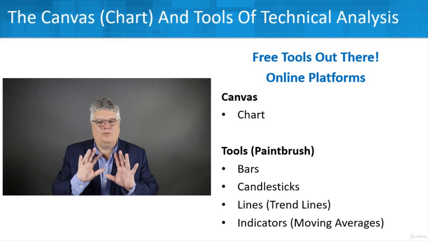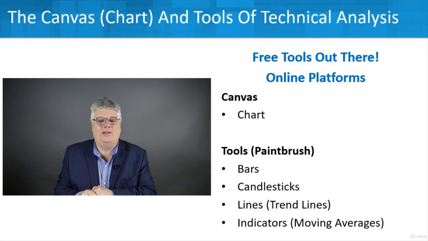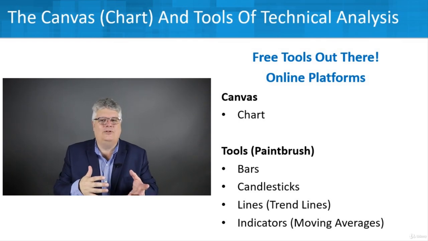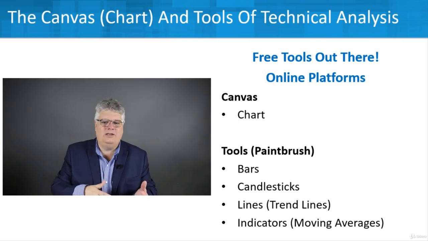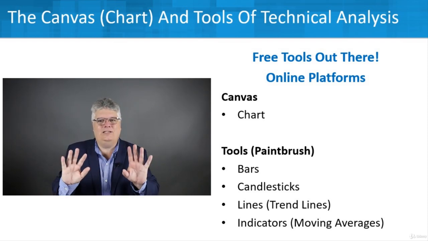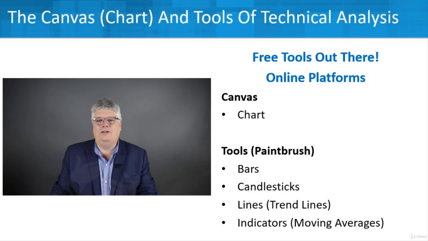And then how you interpret or read that chart is where you'd use tools, just like an artist might paint with a paintbrush to make it come alive. We use tools like that in technical analysis: price bars, candlesticks, lines and trend lines, indicators like moving averages, volatility indicators, momentum indicators, all sorts of different types of things we're going to learn about in the course. But think of it that way: I've got my canvas, and then I'm going to apply my tools, and that's going to help me decide what to do.